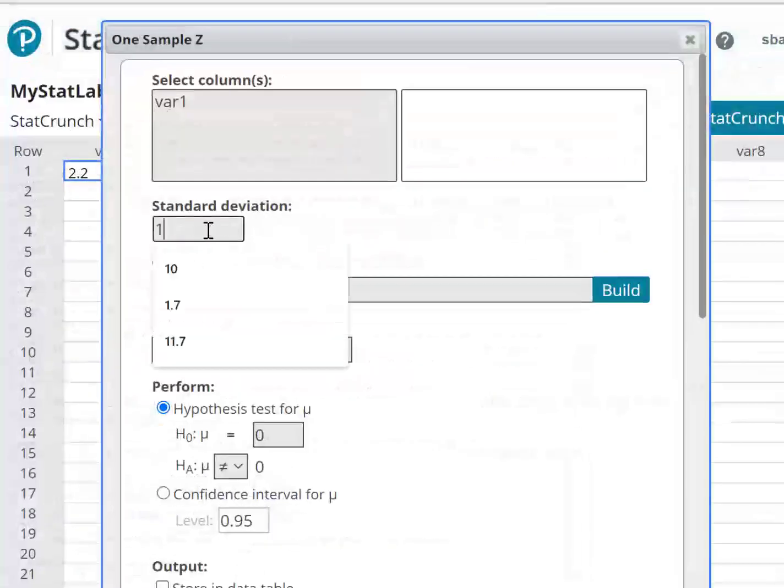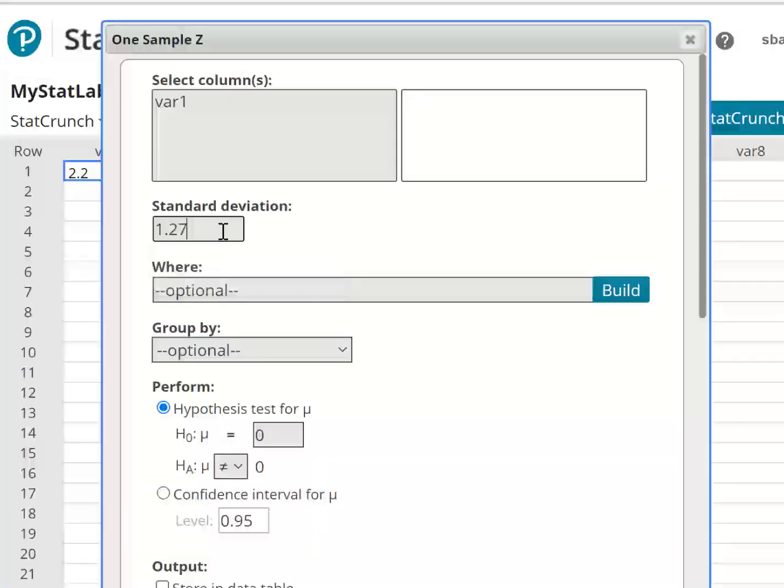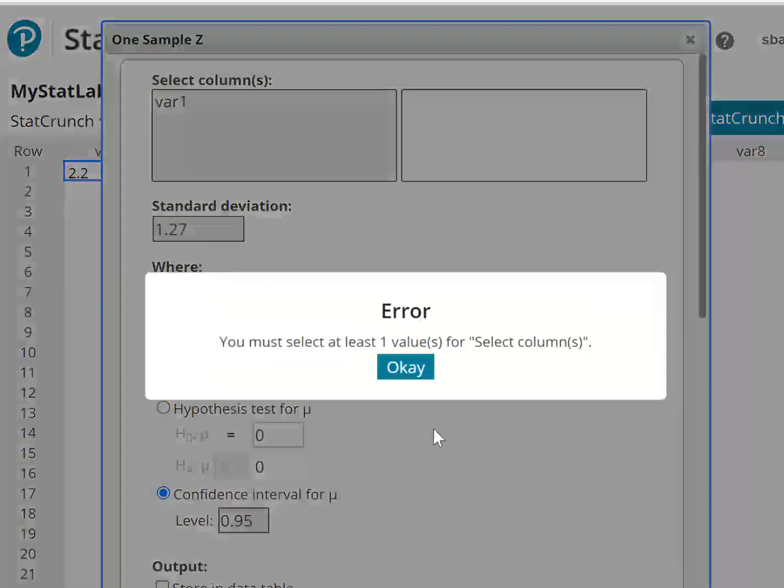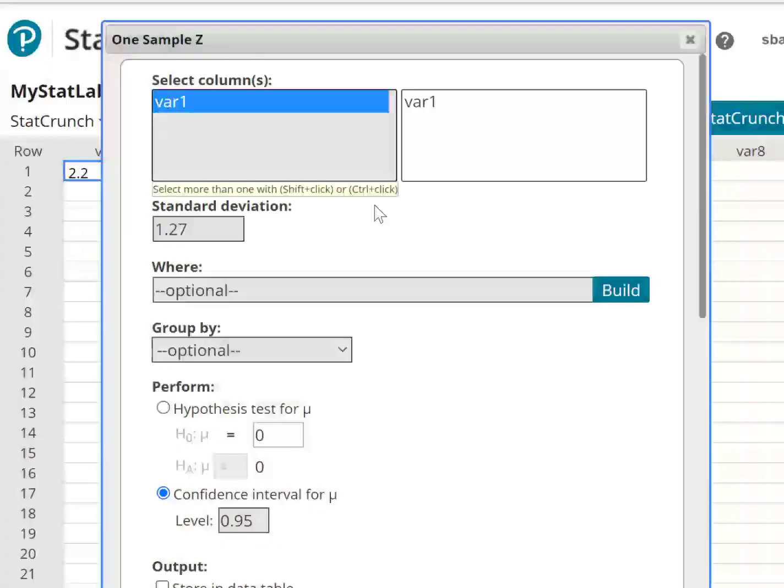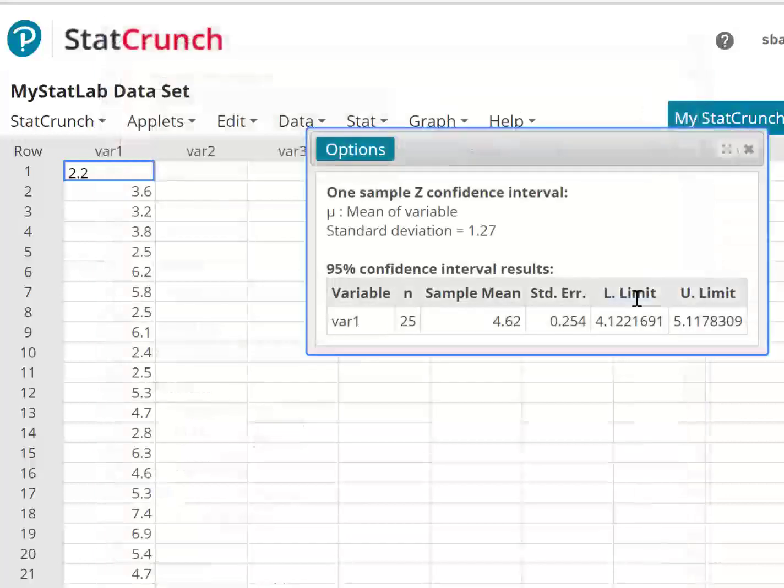So you put 1.27 right here. And then confidence level, whatever, 95%, and hit compute. Oh, we didn't select the column. And you get the interval, lower limit, upper limit.